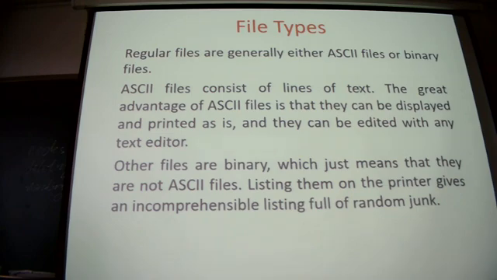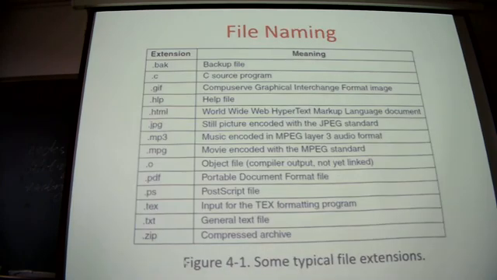Some types, for example, text files. Text files are typically ASCII files, because when you open a text file, you can read and understand the content. So text files are ASCII files.